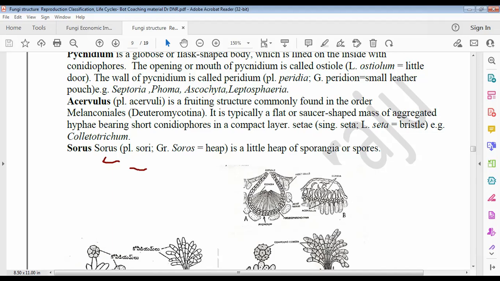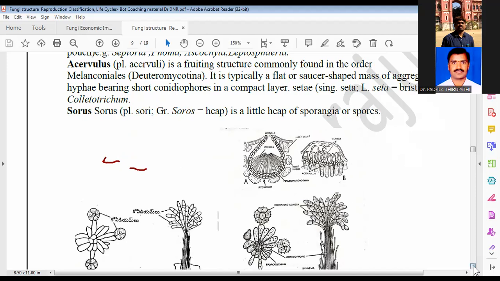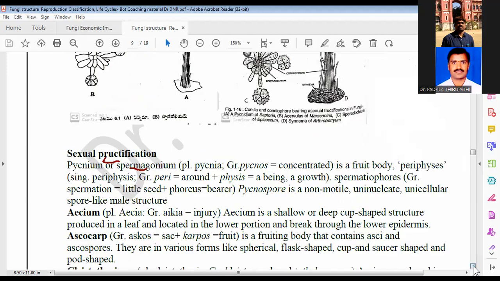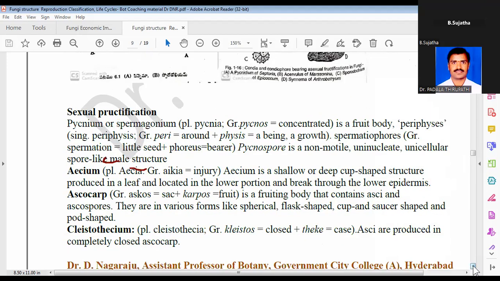And the sorus. Sorus means all the spores are in a group, a single sporangial heap. That is sorus. Sori is the plural, sorus is the singular. A group of spores is called sori or sorus.